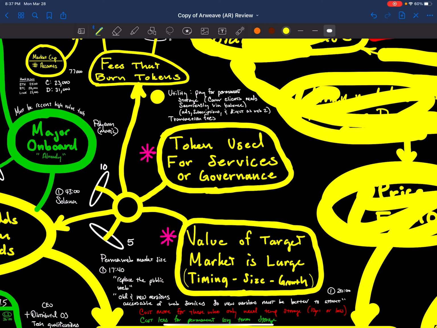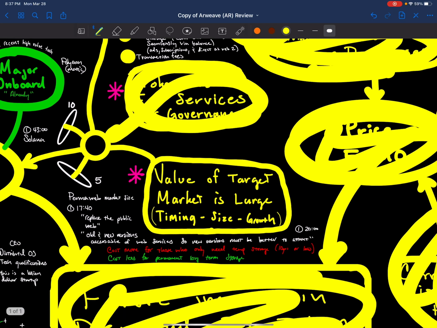seamlessly, like you could have a balance that automatically covers client needs. So you could have ads, subscriptions, and direct as web2. So you basically just need to pay for persistence of data, or even storing web pages, etc. And transaction fees. So that is the use of the token. I put it as a neutral utility.